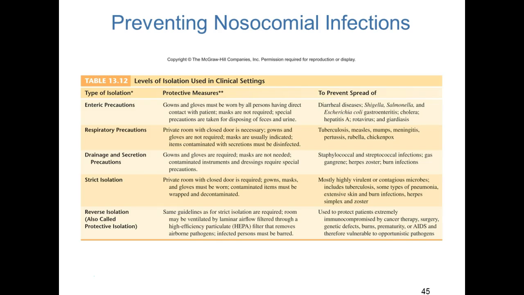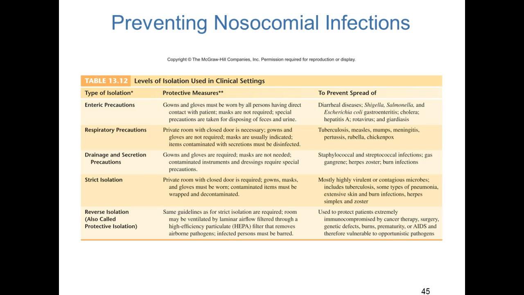Strict isolation, of course, is going to protect both the patient and the people coming into the room. These are for the most highly virulent or contagious microorganisms, extensive skin and burn infections. In that case, the patient would be highly vulnerable from burn. Burned skin is easily infected, herpes simplex, and zoster, which is shingles.